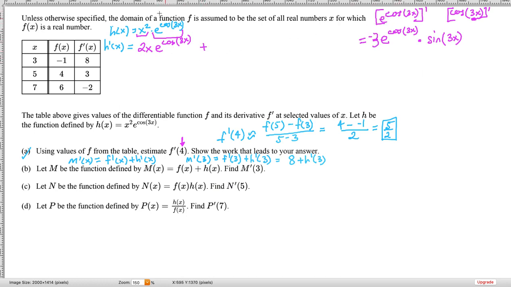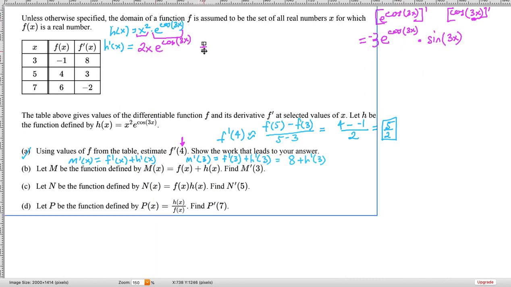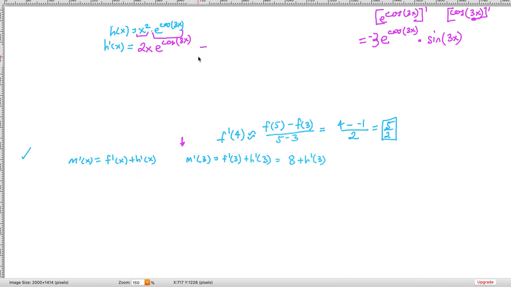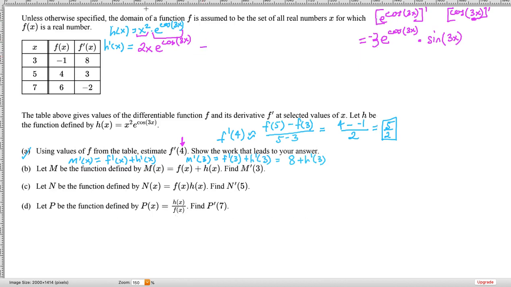So it becomes minus here. So I'm just going to switch this to a minus. And I'm going to write it 3 sine 3x times e to the cosine 3x. And then that's my derivative for just this part. I've got to remember to multiply by x squared. And now this is my full h prime of x.